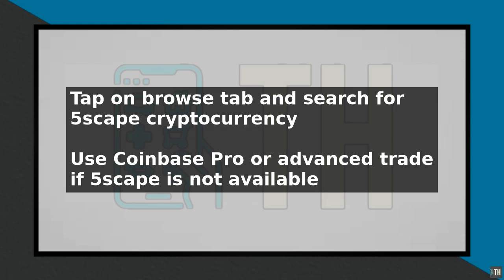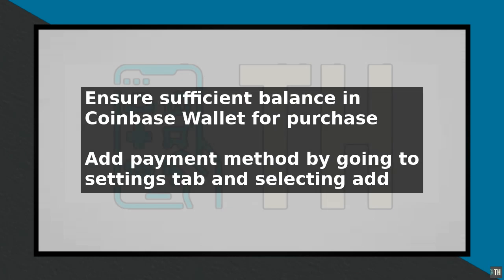Coinbase wallet. You can add a payment method by going to the Settings tab and selecting Add Payment Method. Choose your preferred payment method and follow the prompts to link it to your account. To buy 5Scape, navigate back to the Trade tab and select Buy.